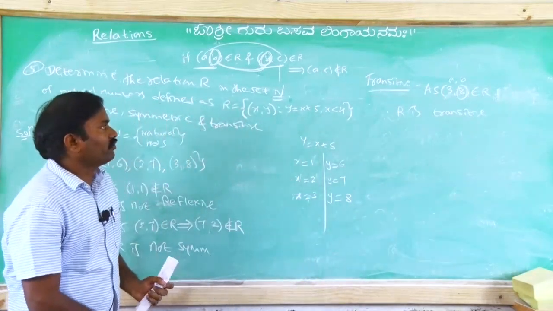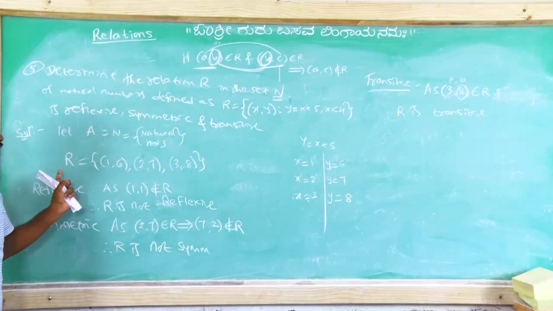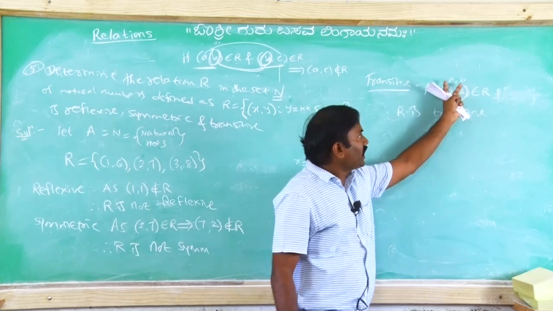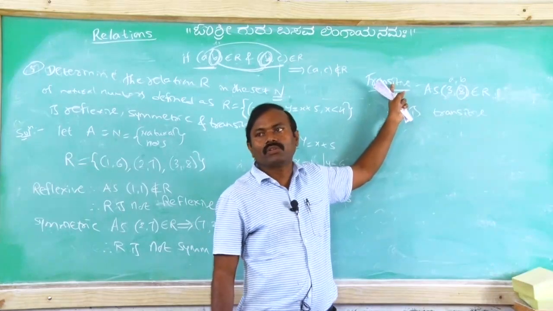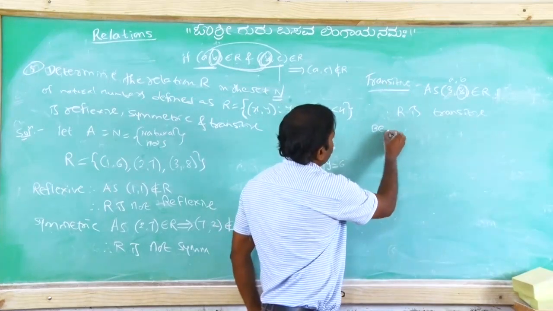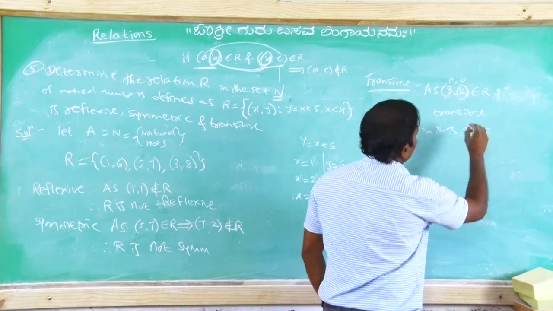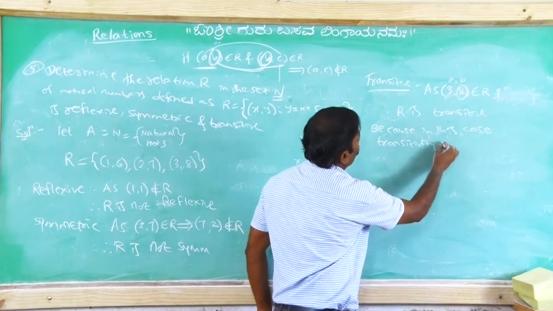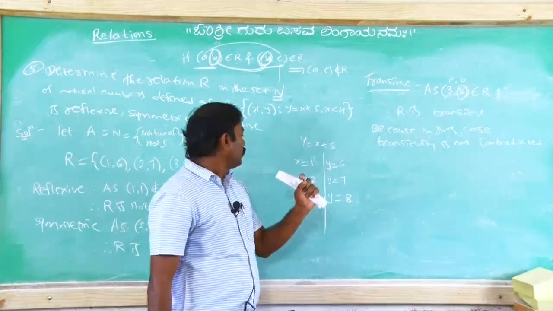So remember, if only one pair A comma B belongs to the relation, here A comma B means 3 comma 8. In general, if only A comma B belongs to R, then directly you can say the relation is transitive, because in this case transitivity is not contradicted.